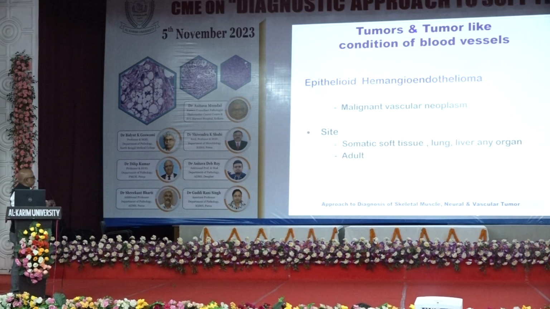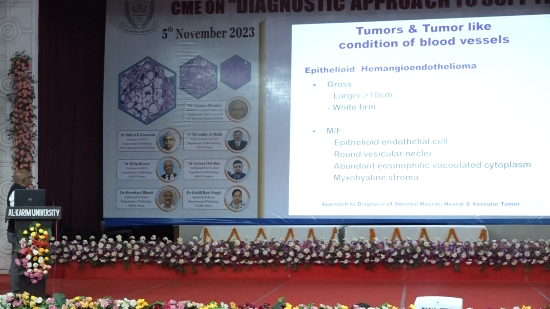Epithelioid hemangioendothelioma is a malignant vascular neoplasm. It occurs in somatic soft tissue, lung, liver, or any organ. It mostly occurs in adults. It is often larger than 10 centimeters, with a white form.